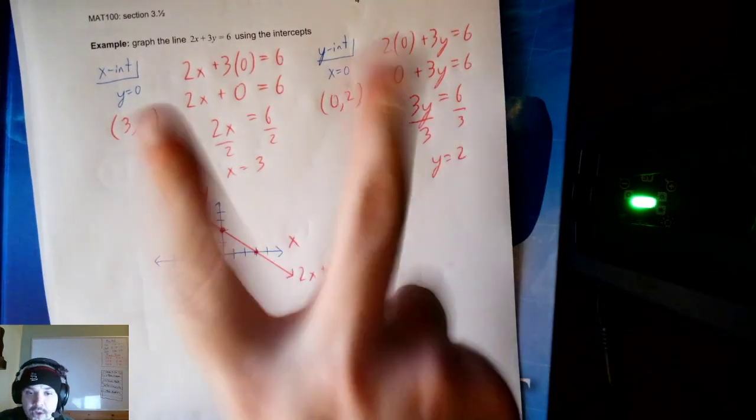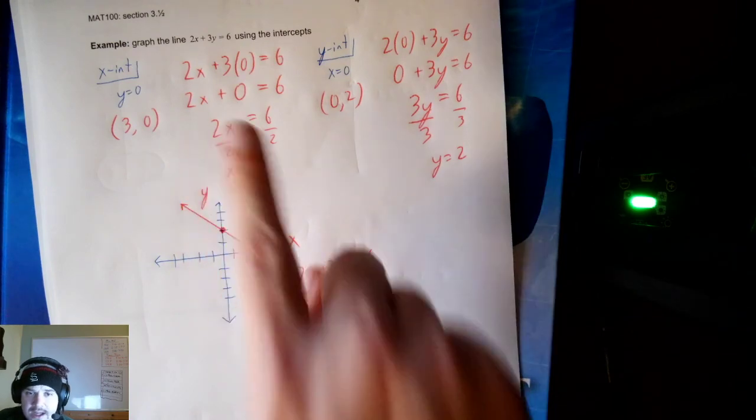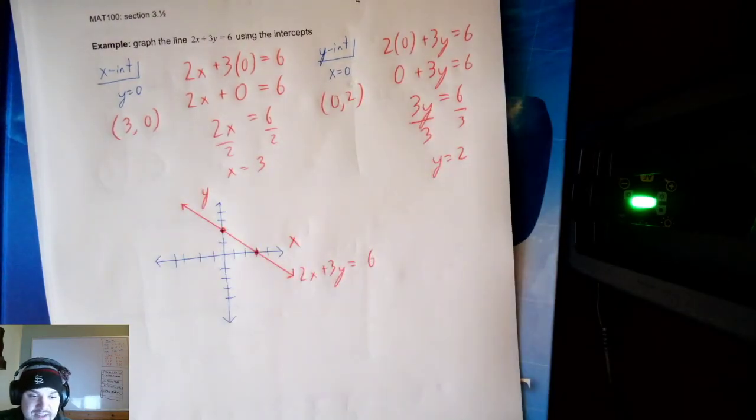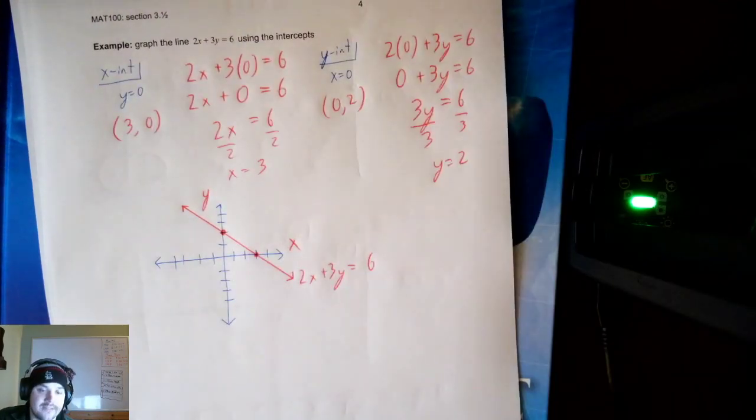Notice we now have two techniques for graphing lines. The first was making the table. The second is using these intercepts. Each one has its advantages and disadvantages, so make sure you're practicing both. If a question asks you to use the table method, make sure you make a table. If a question asks you to use the intercepts, make sure you find the intercepts. Make sure you're comfortable with both methods.